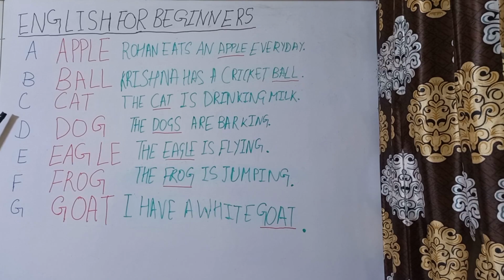C. C for cat. Cat is spelled as C-A-T. Let's see how the word cat can be used in a sentence. The cat is drinking milk. Let's move to the next alphabet.